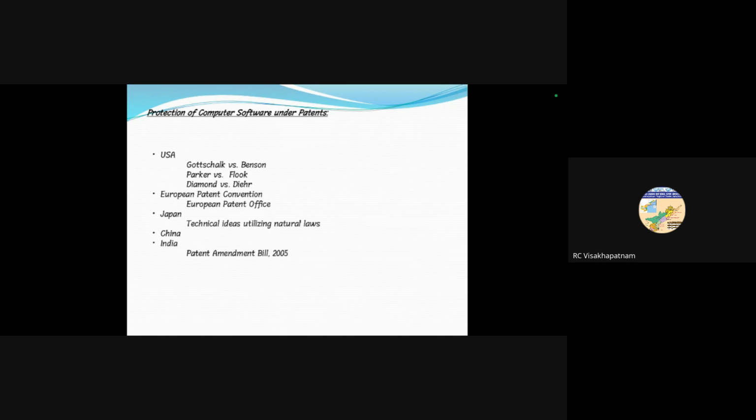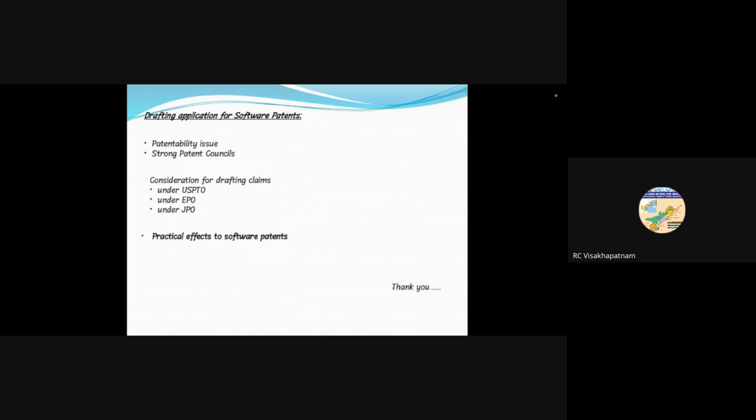What about India? India has already passed the Patent Amendment Bill 2005, yet to become the act. But later an ordinance came. So they also clearly and vehemently said that a computer program per se is not patentable. That means a computer program alone is not patentable. So like Japan, we should add something else. So in India also, whether the computer system is protected under patent or not is a very debatable issue, not fully finalized.